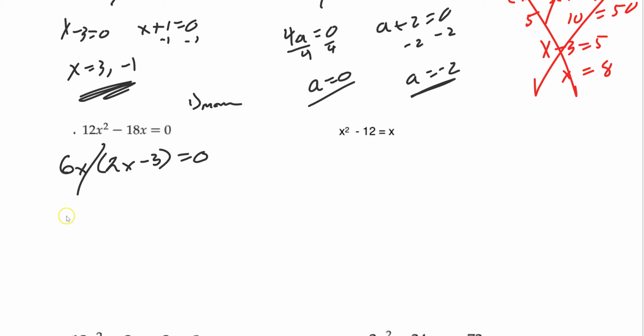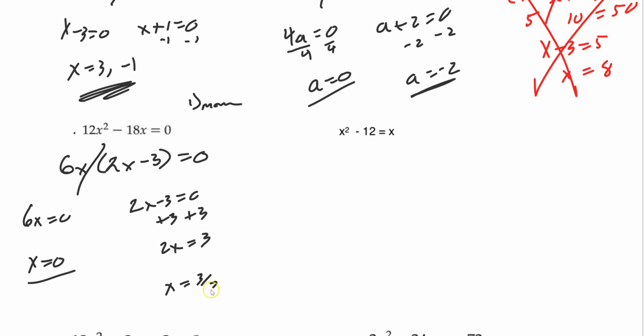So now it's factored. Now you split it. 6x equals 0. Divide by 6. x equals 0. It's a fine answer. 2x minus 3 equals 0. Plus 3, plus 3. 2x equals 3. x equals 3 halves. So those are my two answers.